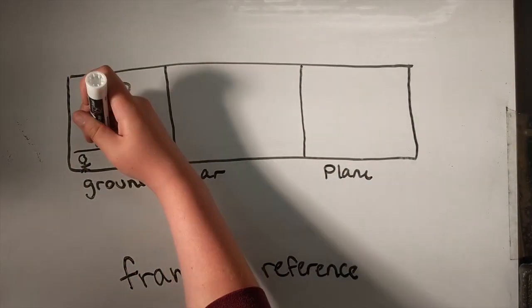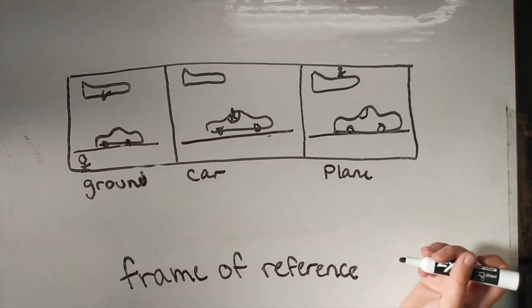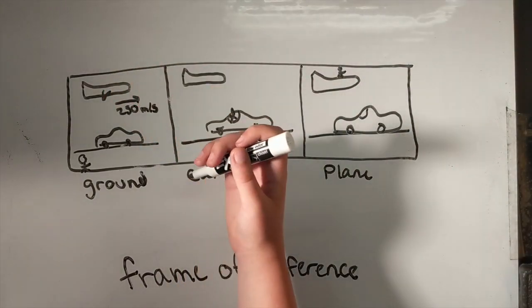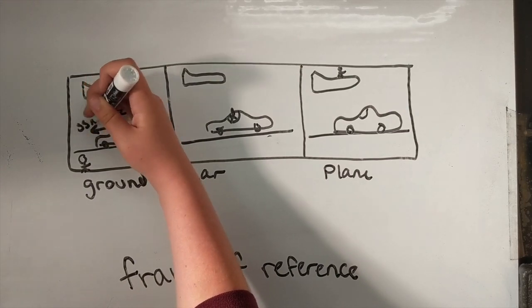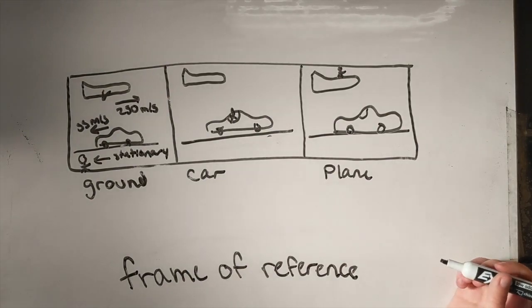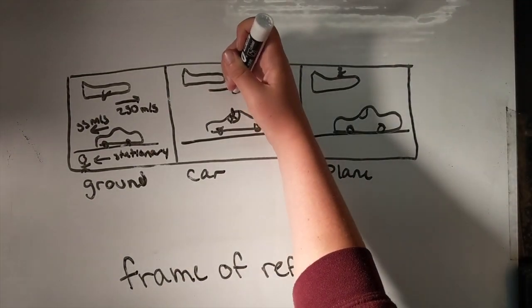I just wanted you guys to see me drawing because I drew really well. If you were on the ground and there was a plane above you moving at 250 meters per second and a car driving past you at 50 meters per second, these things would look like they're moving fast because you are stationary. Now let's say you're in the same scenario, but this time you were in the car.